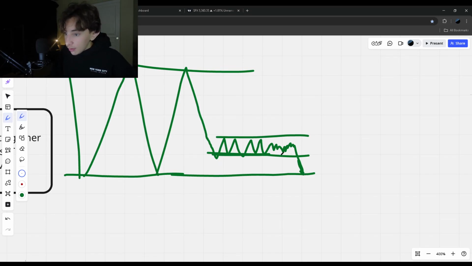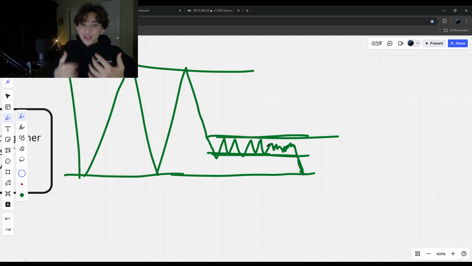So essentially, after accumulation, we're losing momentum. We're going to come down, manipulate, and fake out. We're going to have a breakout. And this is where all support and resistance traders essentially fail.